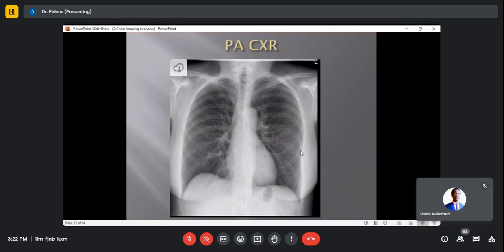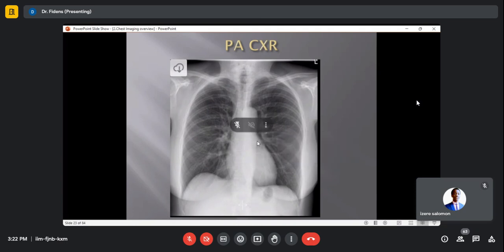And there are some areas we call the hidden areas in the chest radiograph. Let me tell you about them. The space posterior to the clavicles. It is a hidden area of the chest, of the lungs. The region posterior to the heart.